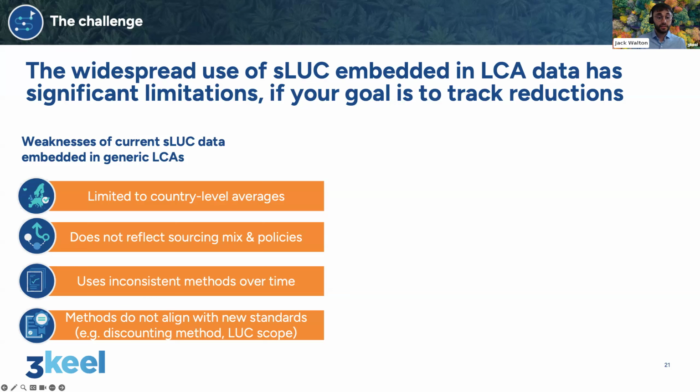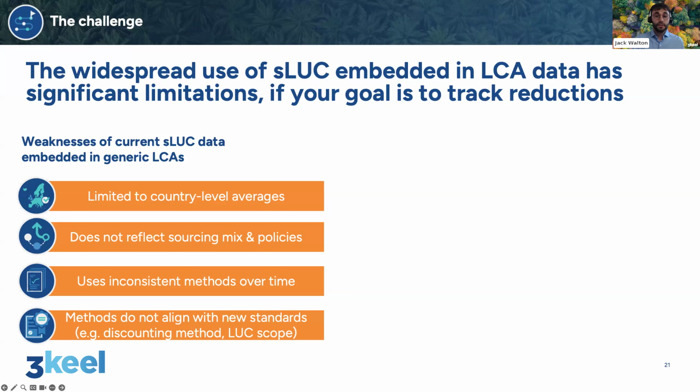And similarly, it doesn't reflect your or your suppliers' sourcing. If you source from different countries to what the emission factor assumes, that won't be reflected in your greenhouse gas inventory. A lot of the land use change emissions factor databases also don't use consistent methods over time. So this means a land use change emission factor from 2019 might not be directly comparable to a land use change emissions factor from 2024.